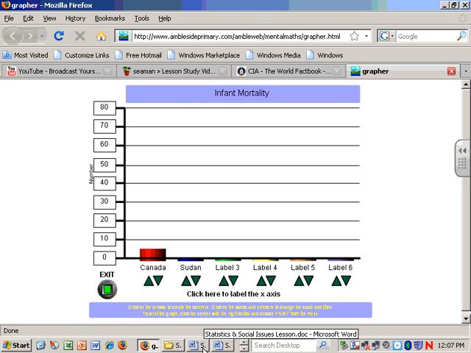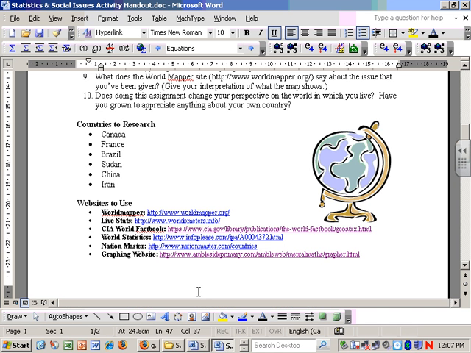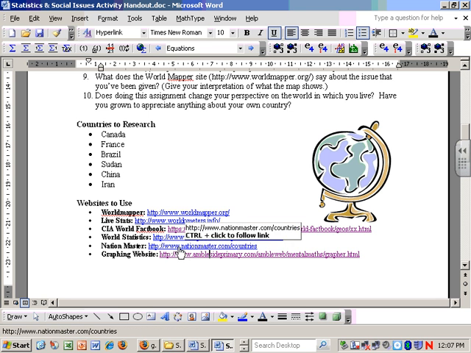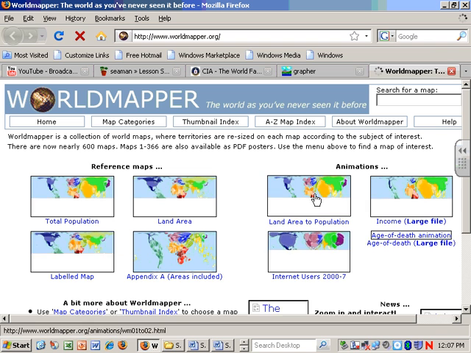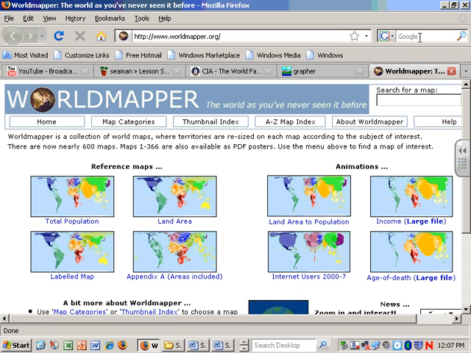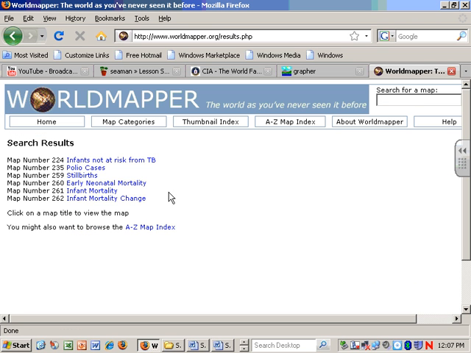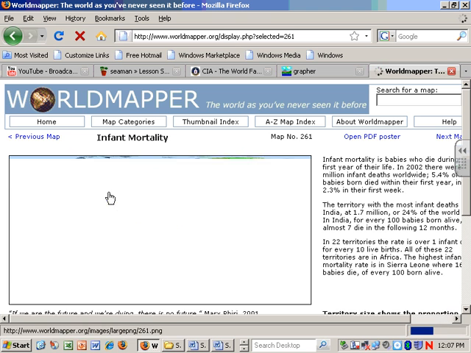You can change the graph site if you didn't like this one, but this is one that we thought was pretty good. Now, the last part that they're going to have to do is go to this World Mapper site. This is the one that Tashia originally showed us in her lesson plan. There's a ton of maps. You just search for whatever you want. I'm just going to search infant. And it comes up with infant mortality.